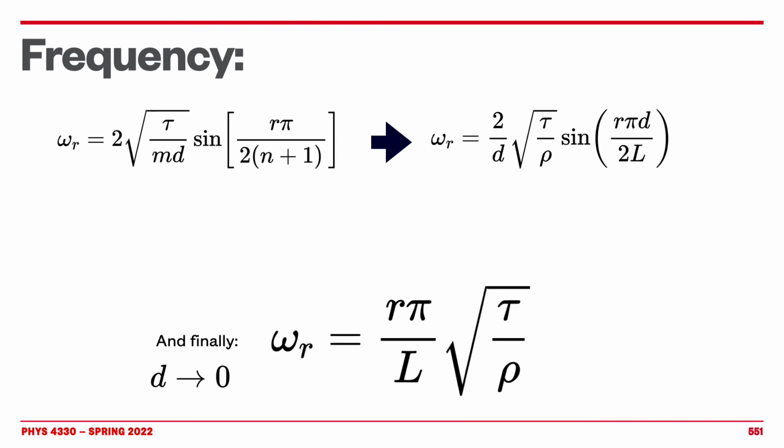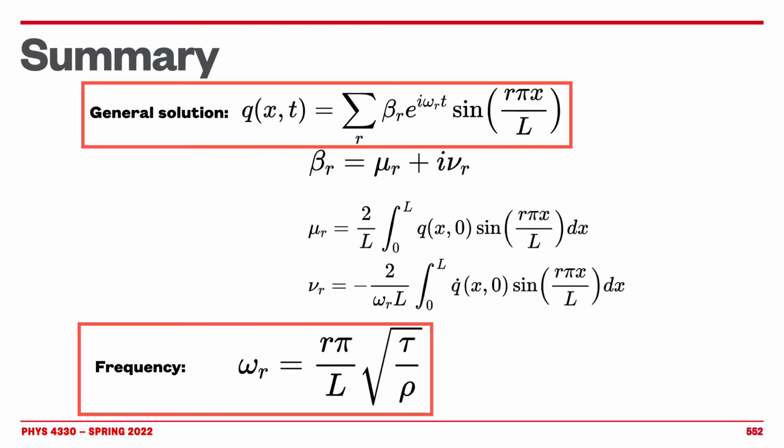So you see, at the end of the day, we can summarize everything we've just done in this screencast with this page. And this is really the only page you need to solve this kind of problem, actually. It gives you the general solution. It gives you how you calculate beta r, which is obtained from the initial conditions on mu r and nu r. And you have the frequency that I just gave you on the previous slide. Now, the best way to understand how we solve a problem like this, of course, we need to know the initial conditions q(x,0) and q dot (x,0). And now in the next couple of slides, I'm going to show you an example.